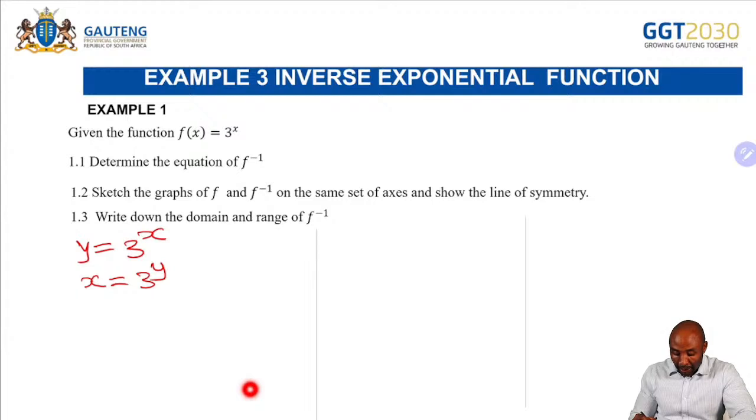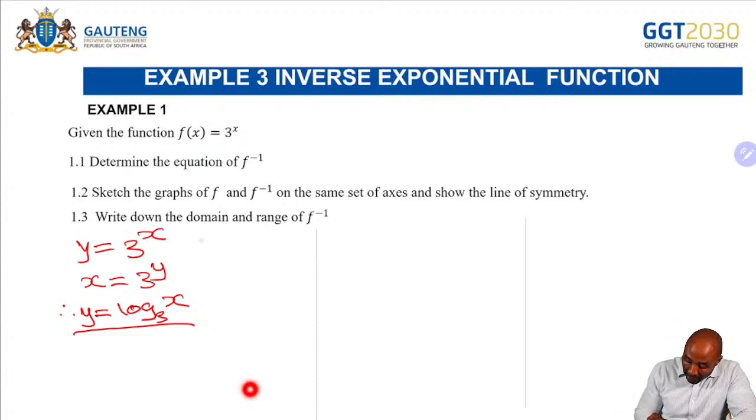And remember, to make y the subject, we introduce logs. Therefore, our y will be equal to the logarithm base 3 of x. Now, remember I mentioned the issue of the domain and range. So here I can write my domain for the original function. My x is an element of real numbers from negative infinity to positive infinity.